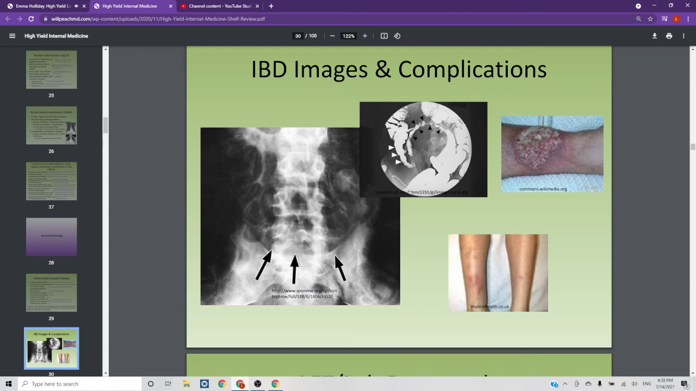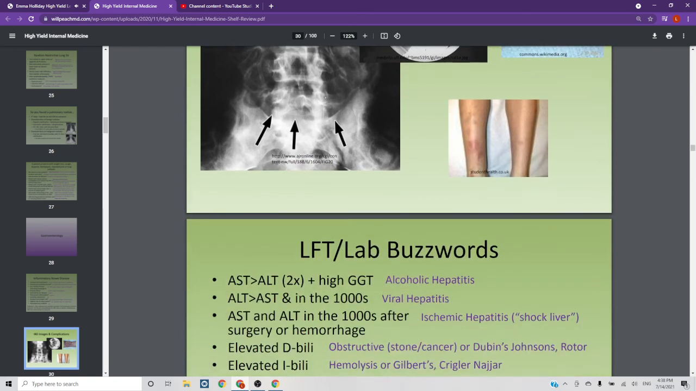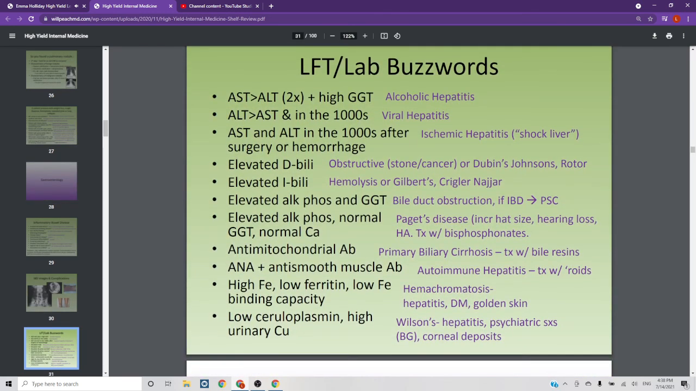All right, so LFT buzzwords. What would give you an AST bigger than your ALT and a high GGT? It's what you're doing after the shelf, right? You're drinking. Alcoholic hepatitis. What if your ALT is greater than your AST and they're both in the thousands?